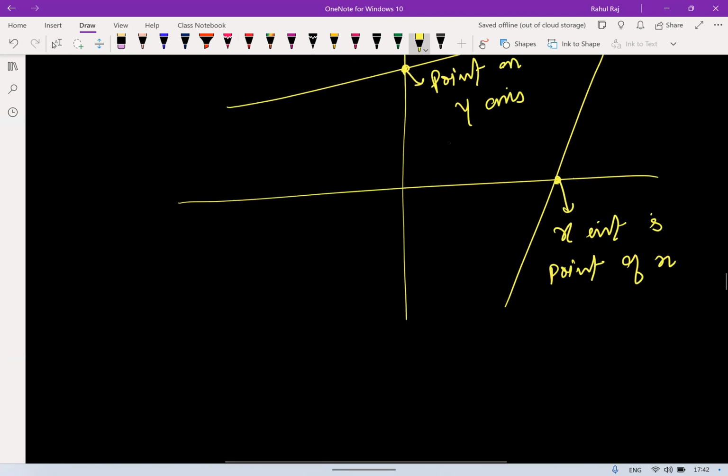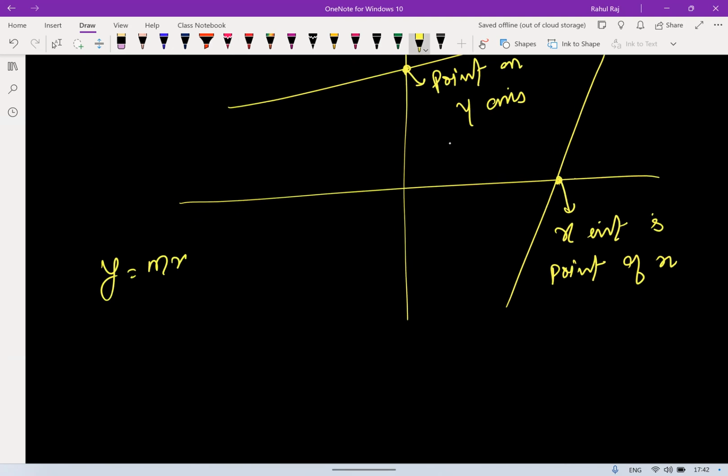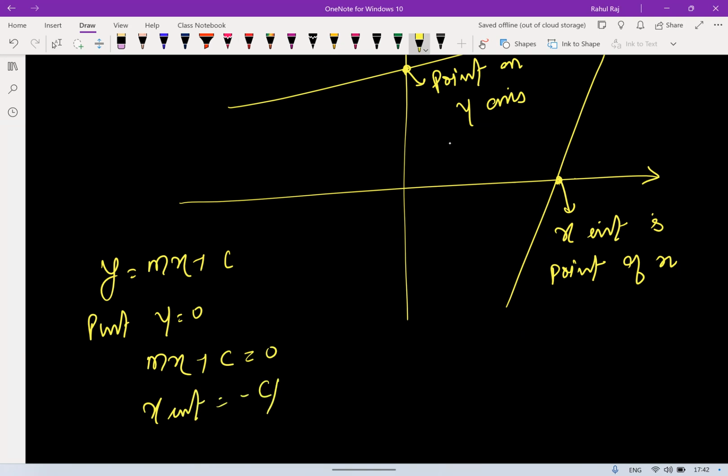Imagine the line is given to you, the general equation of a line, y is equal to mx plus c. Find the x-intercept of this line. Please understand what x-intercept means, a point on the x-axis, and on the x-axis y is always 0. Y-intercept means a point on the y-axis, and on the y-axis x is always 0. To get the x-intercept of this line, put y is equal to 0. So mx plus c is equal to 0. So the x-intercept of the line is nothing but minus c by m. To get the y-intercept of the line, put x is equal to 0. So the y-intercept becomes nothing but c. That's it. So do not get confused with the words x-intercept, y-intercept.